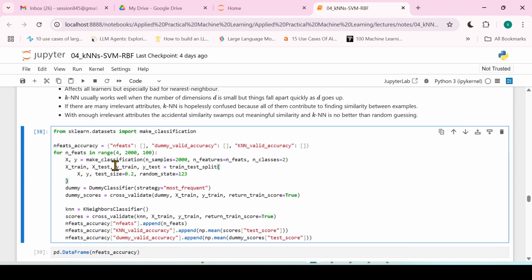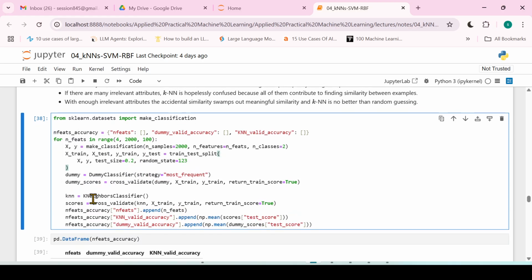Here we are creating this code. Basically, we are creating the features from 4 to 100 to 200 to 300 to 400 and so on, right? And every time we are trying to build a dummy classifier and the KNN classifier. Now, we already know how the dummy classifier works. Basically, dummy classifier is just random guesses, right?